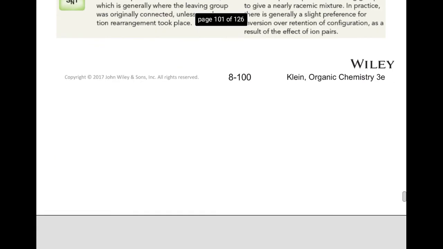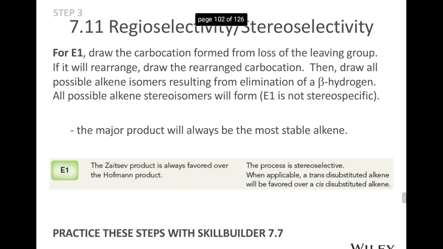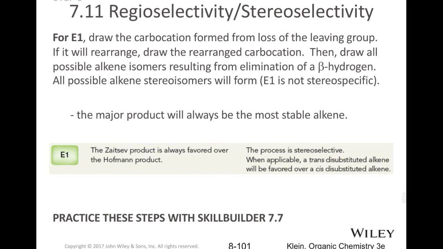All right. And lastly, if you have an E1 mechanism, again, you draw the carbocation just like in an SN1 reaction. If it rearranges, draw the rearranged carbocation. Then draw every possible alkene isomer that you can get from the abstraction of a beta hydrogen.